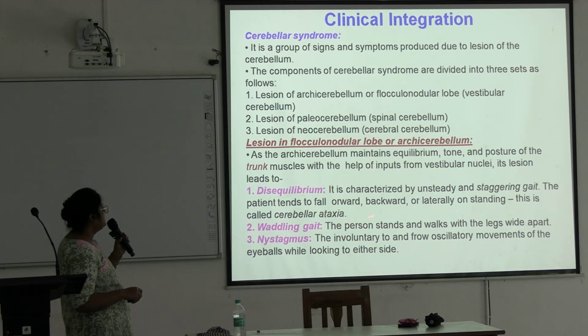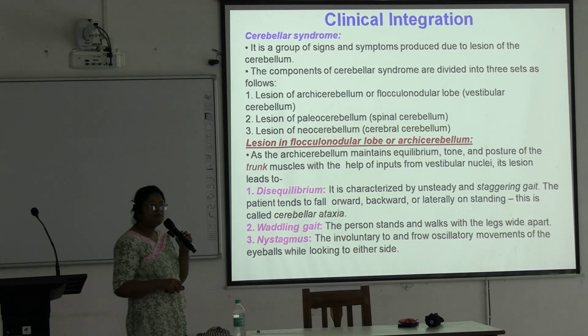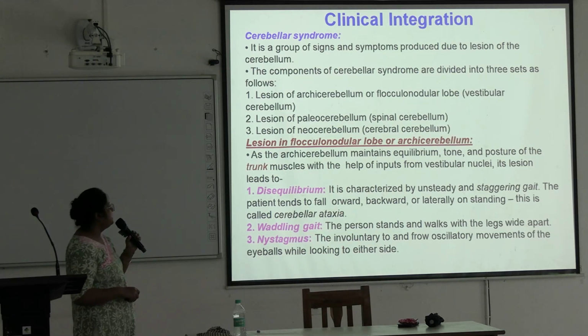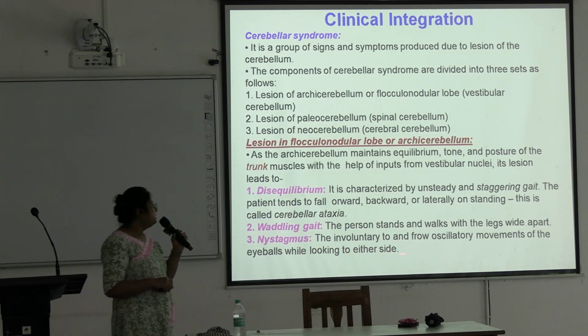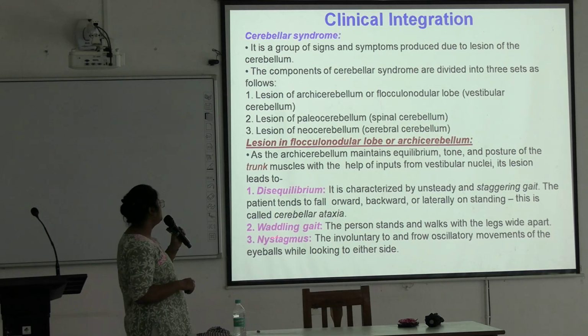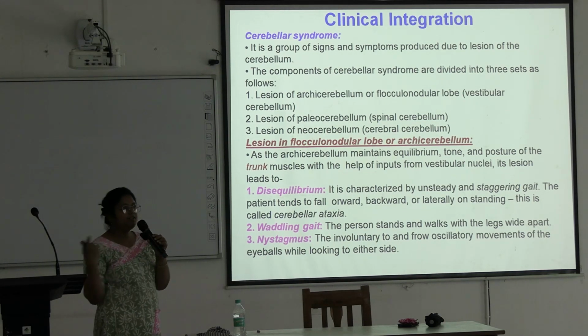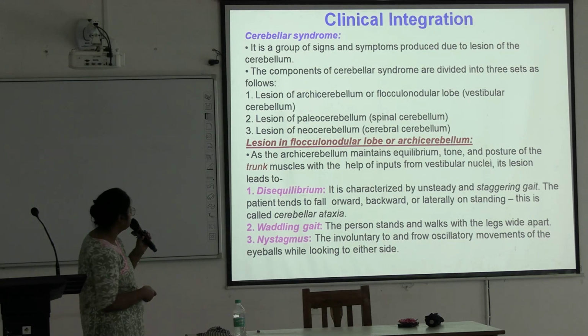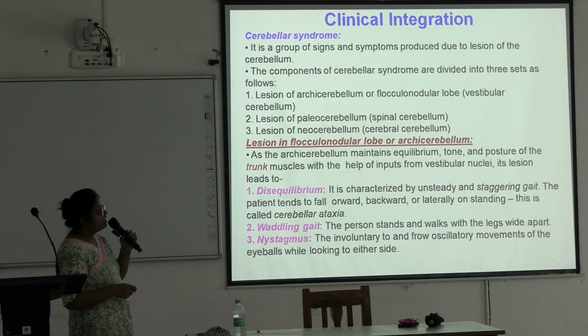Next is waddling gait. The patient stands and walks with the legs wide apart. And nystagmus. Nystagmus is involuntary to-and-fro oscillatory movement of the eyeball while looking to either side. Involuntary movement of the eyeball, nystagmus. So all will be the result of lesion of the archicerebellum.